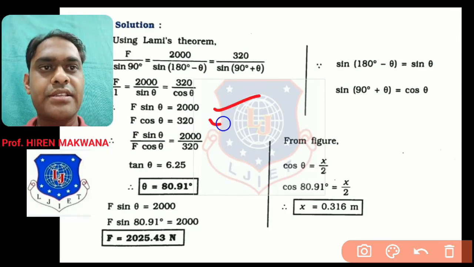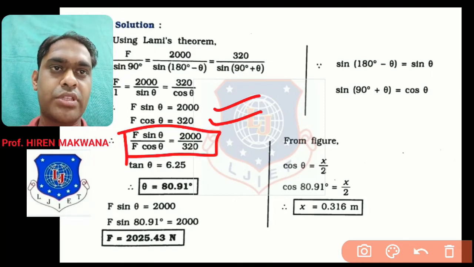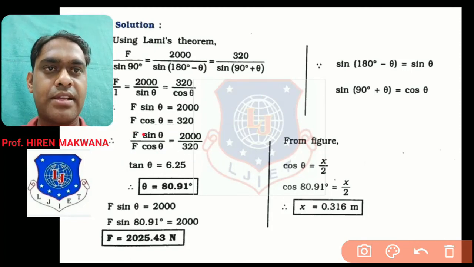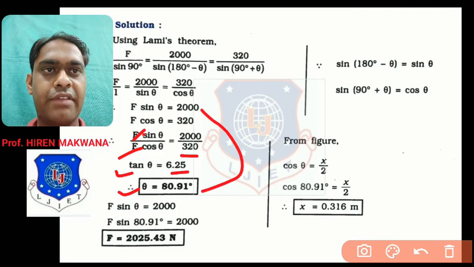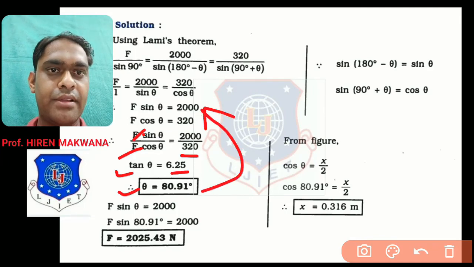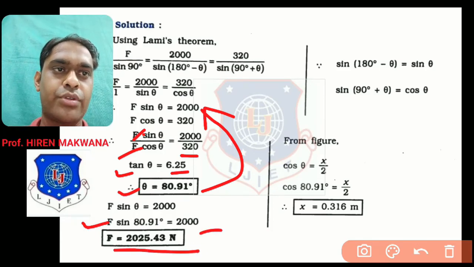Now dividing these two equations, you will get F sin theta upon F cos theta equal to 2000 upon 320. So F will cancel out, and sin upon cos equals tan theta. 2000 upon 320 will be 6.25. By doing tan inverse, you will get theta equal to 80.91. Now replace this theta in any of the equations. So you will get F sin 80.91 equal to 2000. Dividing and simplifying, F will be 2025.43 Newton.